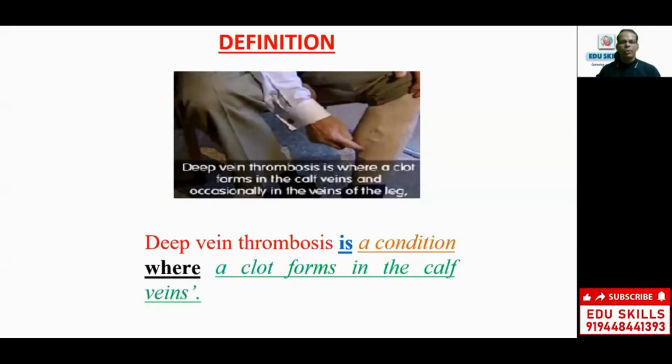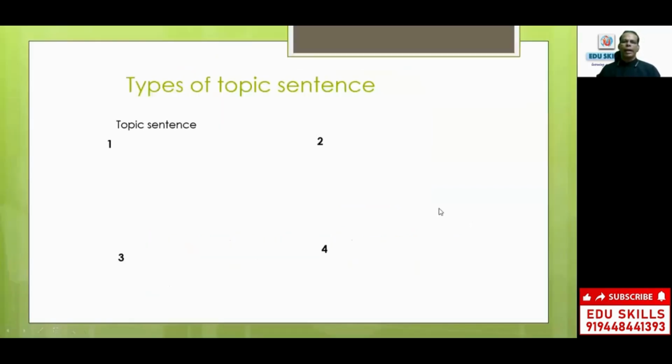Or I told you, if you have to define DVT, deep vein thrombosis is the name, is is the verb being used. A condition is the class to which DVT belongs, and where is the connective word, and a clot forms in the calf veins is the feature of that particular condition. So I told you also about the gist, and why I'm telling you to understand gist, that's very important.